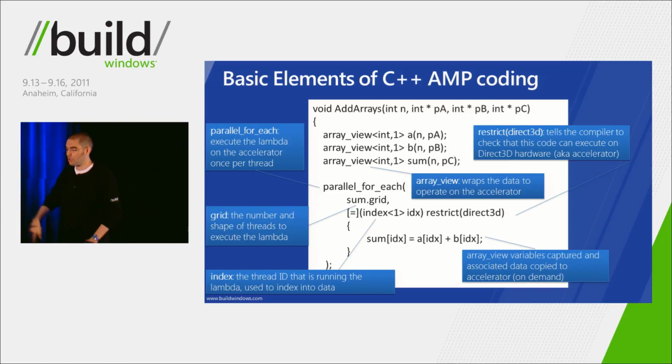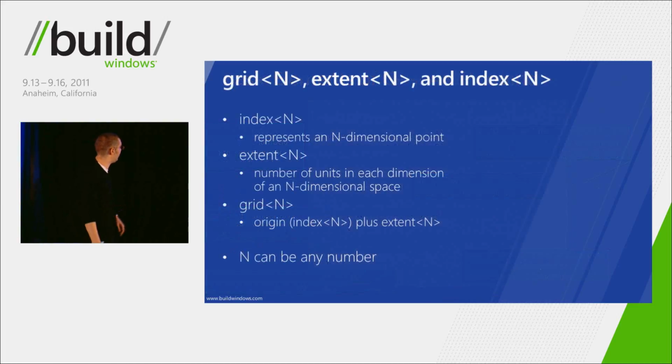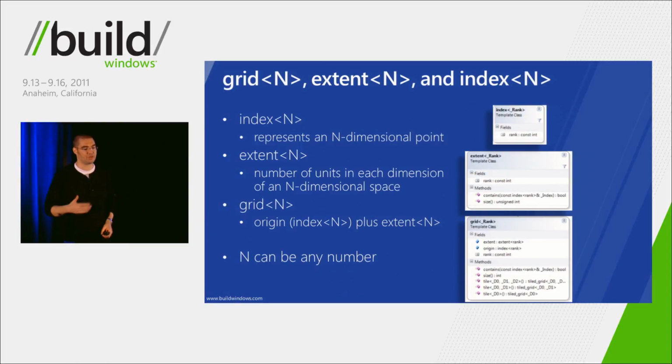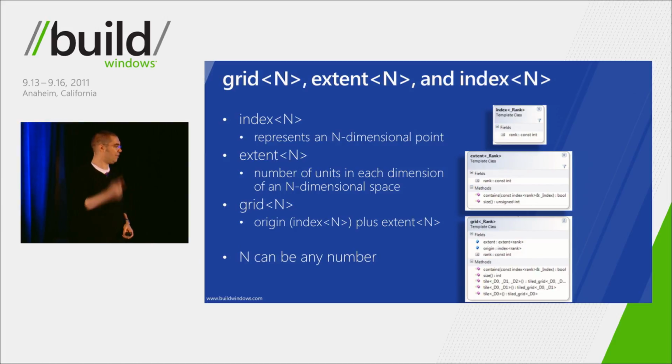OK, so now let's go and look at some of these types. And this is going to be very simple, I think you'll find. So first I want to talk about three types: grid, extent, and index. Index represents an n-dimensional point. It's a point, and you can say for how many dimensions. That's fairly simple. Extent, which you can also think of as, whenever I say extent, I think size, is a number of units. So it defines the n-dimensional space, assuming a zero-based origin.